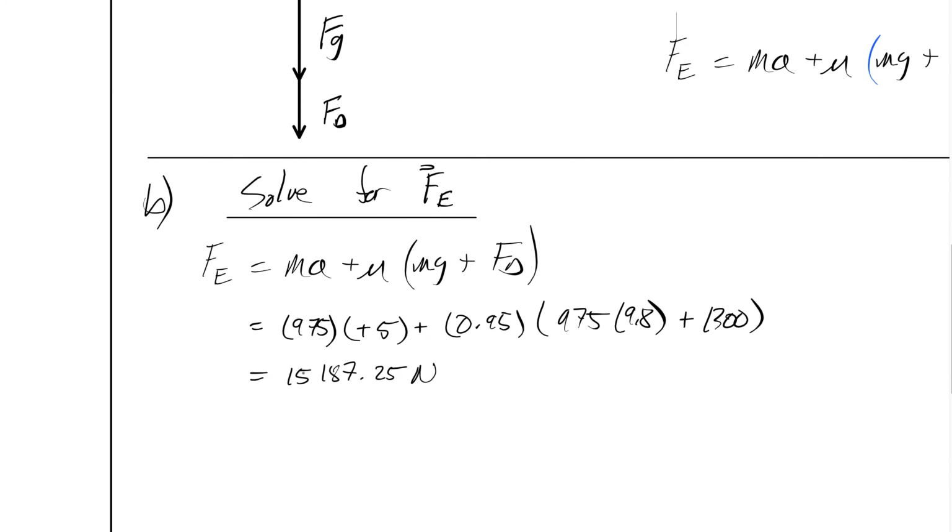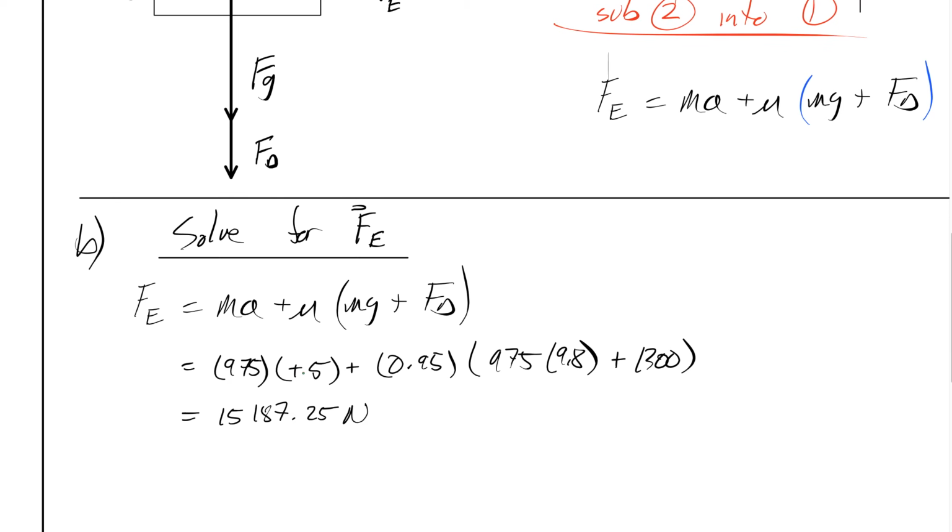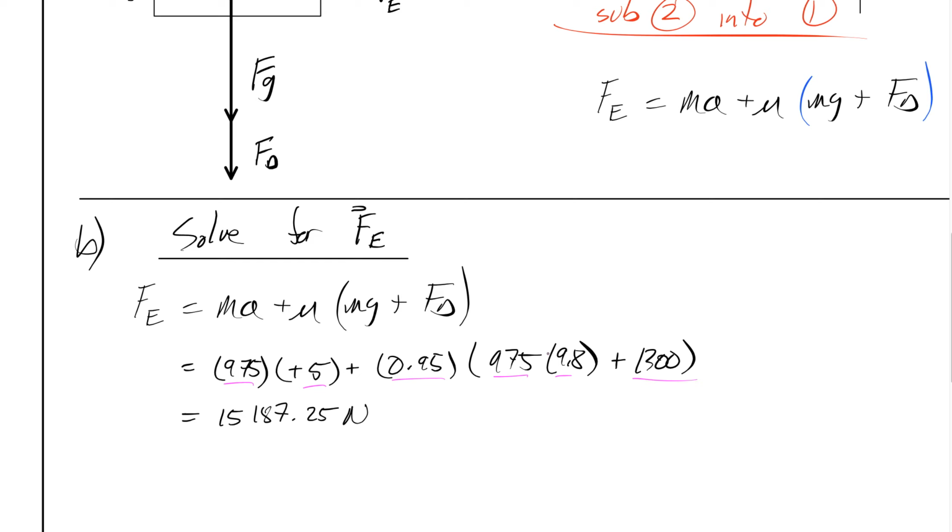Part 2, or part B, I should say, now we take that algebraic expression and then we calculate. So we simply substitute everything in. So we have a mass of 975, an acceleration of positive 5. Our mu is 0.95, our mass again of 975, 9.8 for the magnitude of g, and that FD is equal to 1300 newtons. Now, some of you are saying, wait a minute, shouldn't that be negative?